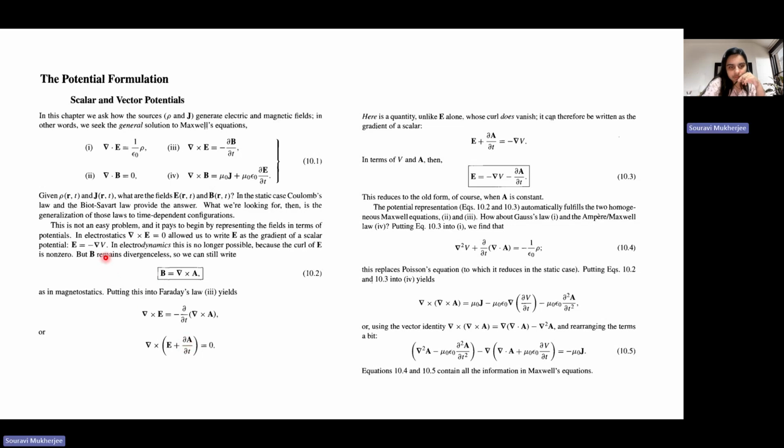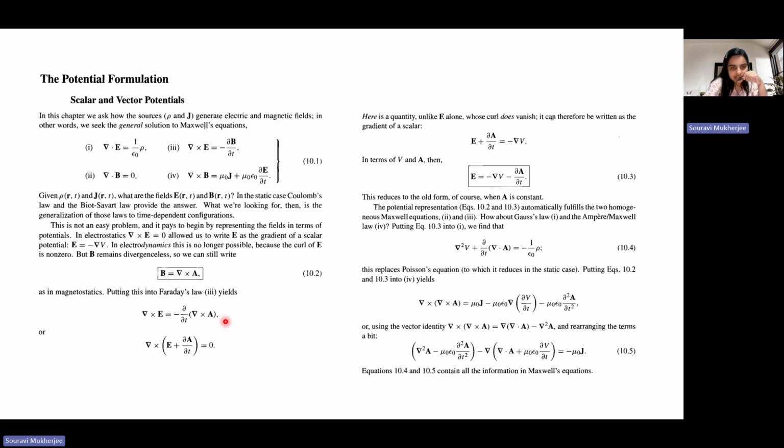Now, this is because B is divergence-less, and we can always write it this way. So this is there. Now, what you can again do is put in the expression of B in terms of A in the third Maxwell's equation. And what do you get? Curl of E is equal to minus del/del t of curl of A. You have just replaced B by curl of A.